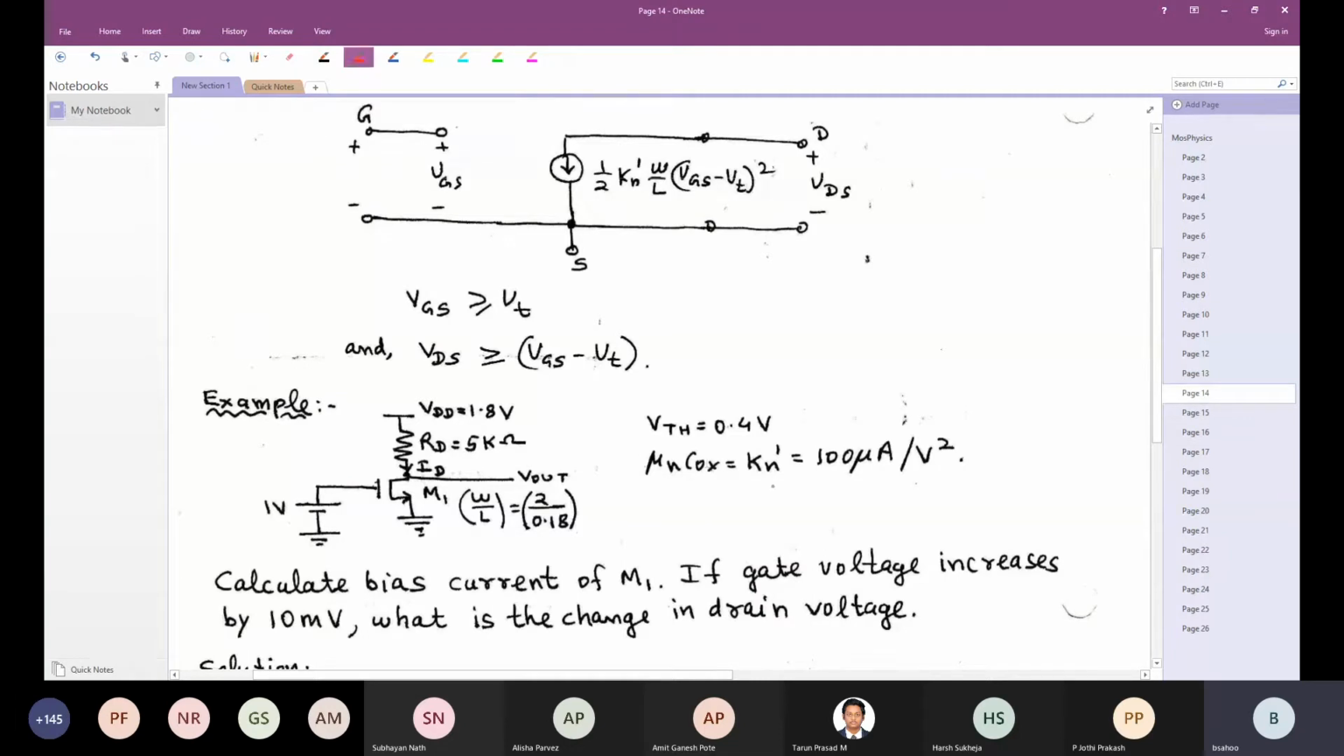So what is Kn here? Kn equals 100 microamp per volt square times 2 by 0.18. This is the Kn, because Kn dash is this, and Kn is equal to Kn dash times the aspect ratio. Now, if you are given this, calculate the bias current of M1. Can anybody tell me what we should do here?